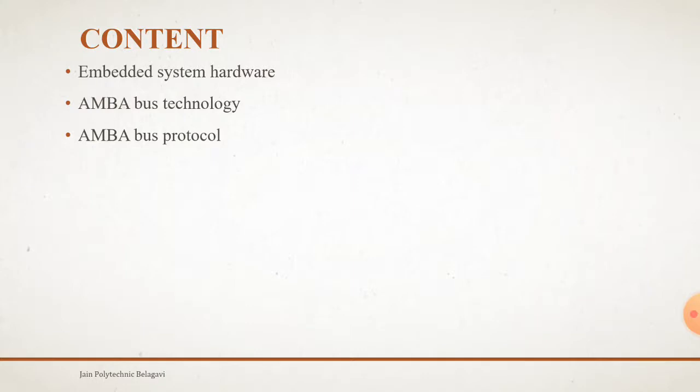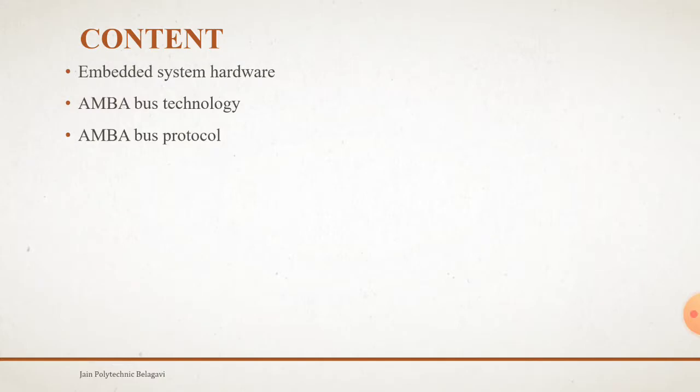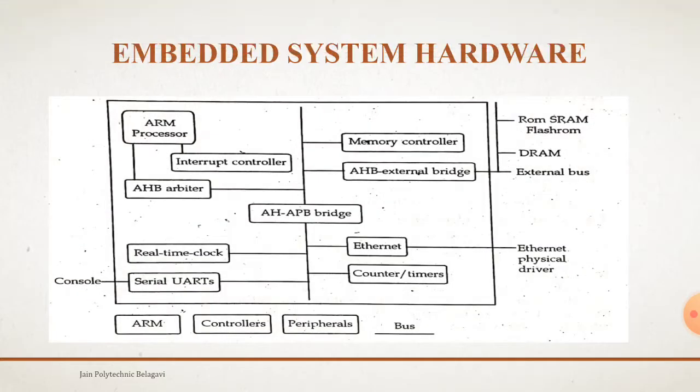The contents which will be discussed in this session are Embedded System Hardware, AMBA Bus Technology and AMBA Bus Protocol. First we'll see Embedded System Hardware. The block diagram for embedded system hardware is displayed.